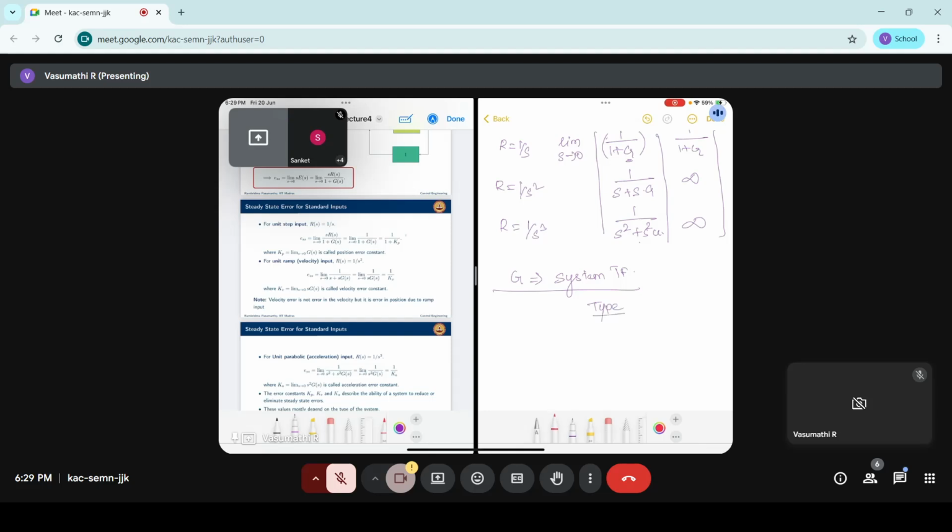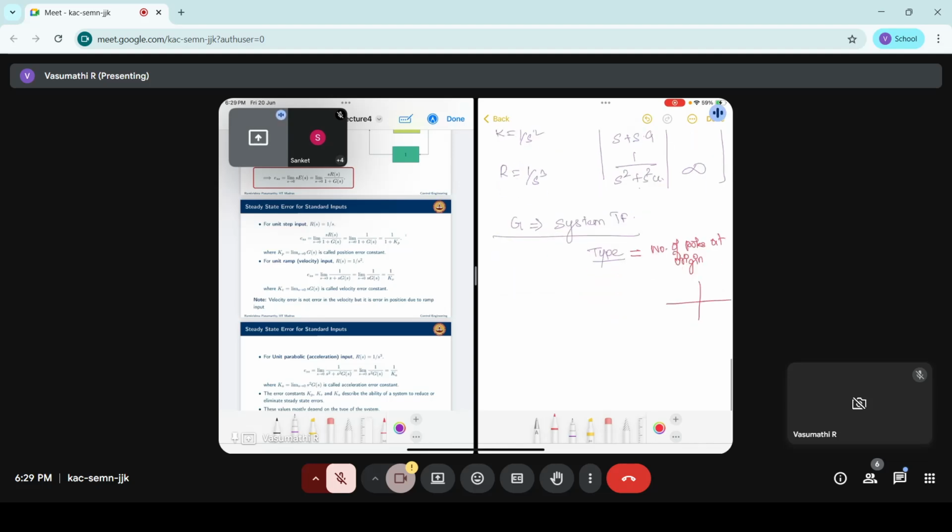You would have come across this concept: type is equal to the number of poles at the origin. If I consider any system, how many poles there are at the origin directly tells the type of the system. For example, when we consider the denominator, we call the terms placed in the denominator poles. S of S plus a, S plus b square, S square, different types of poles we have come across.